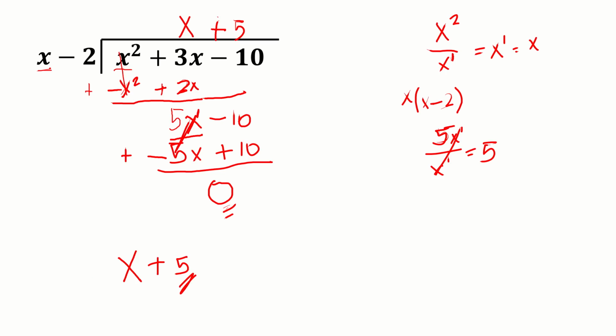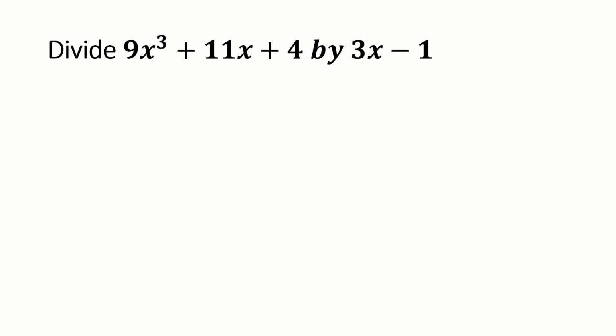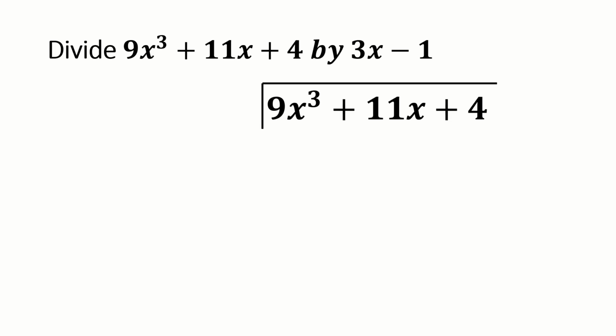Okay po, let's have example number 2. Divide 9x cubed plus 11x plus 4 by 3x minus 1. Now again, rewrite muna natin yung dividend at divisor dun sa division symbol natin. So di ba we will have 9x cubed plus 11x plus 4, that is the dividend, and the divisor is 3x minus 1.